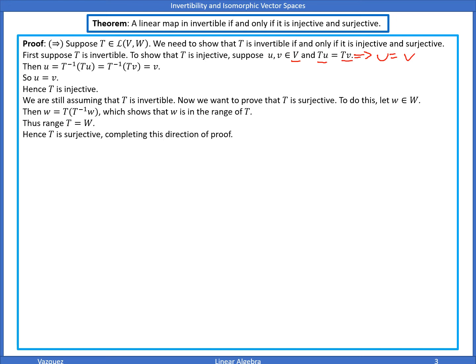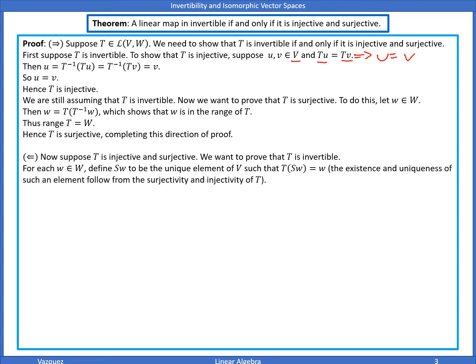Now to prove the other direction, suppose T is injective and surjective, and now we want to prove that T is invertible. So for each W in W, we're going to define S of W, as it shows here, to be the unique element of V such that T composed of SW is equal to W. And because we're assuming T is injective and surjective, we get that this element is unique, as it says here.